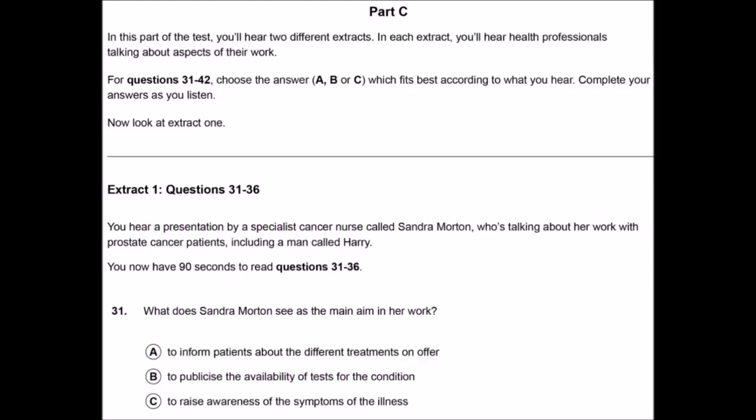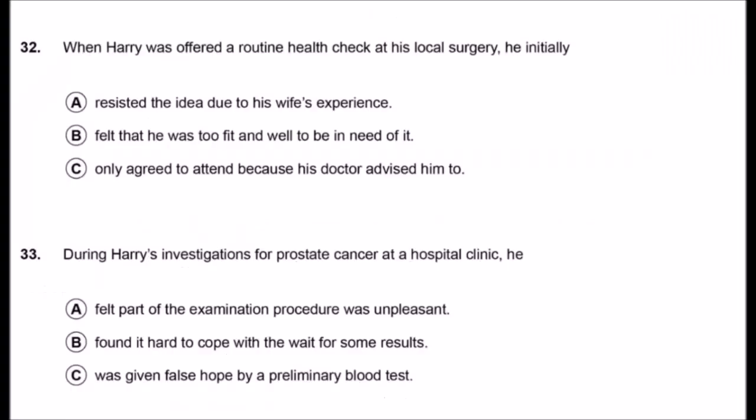Like many middle-aged men, Harry was offered a routine health check at his local doctor's surgery. As far as he was concerned, he had no particular health problems or obvious symptoms at the time, and so he almost ignored the invitation. But he'd promised his family he'd look after himself. His wife had died of ovarian cancer some years before, so he felt obliged to go.